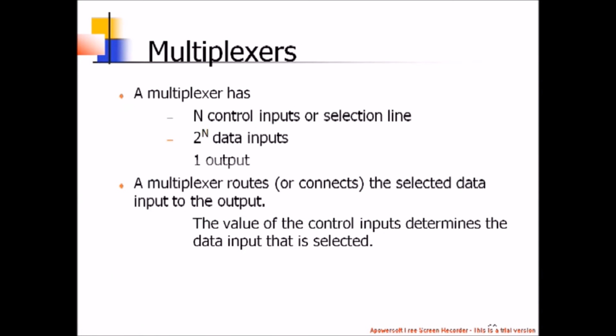So here a multiplexer is a circuit which accepts 2 power n data inputs along with n control inputs, and it will produce only one output. Out of these 2 power n inputs, one input line is routed to the output, and the selection of this input depends on the control inputs or the selection lines. The data present on one of the data inputs will be present on the output, and that selection depends on these control lines.